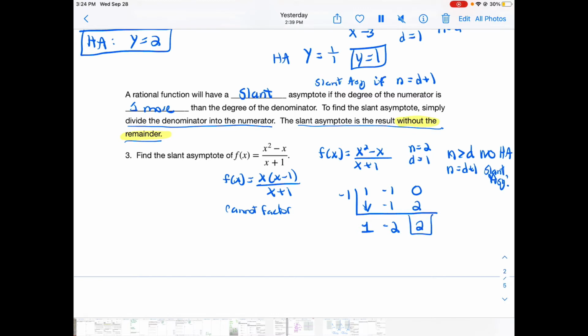And I disregard the remainder. I just throw it out. It doesn't mean anything in this problem. And I put my x's back in. So I started with an x squared, so now it's an x. So the line y equals x minus 2 is my slant asymptote for this problem.